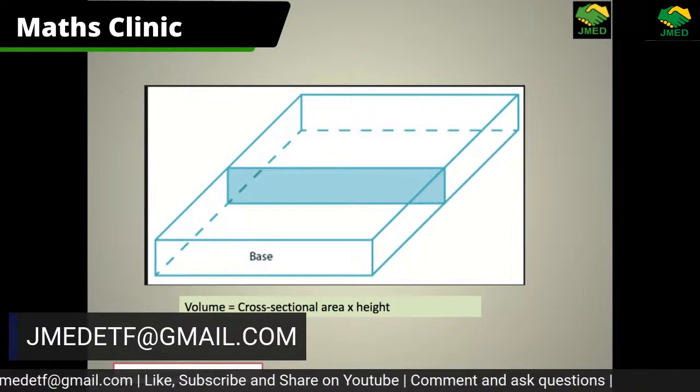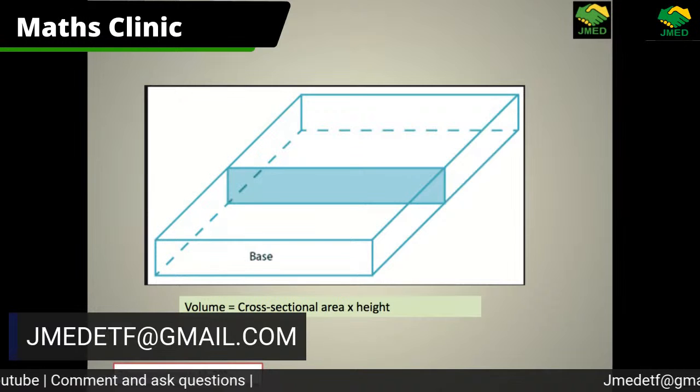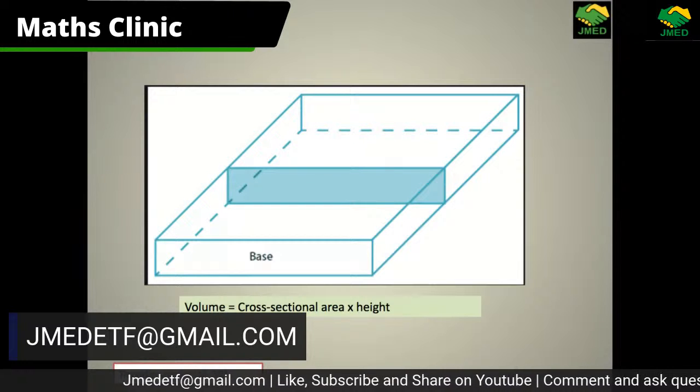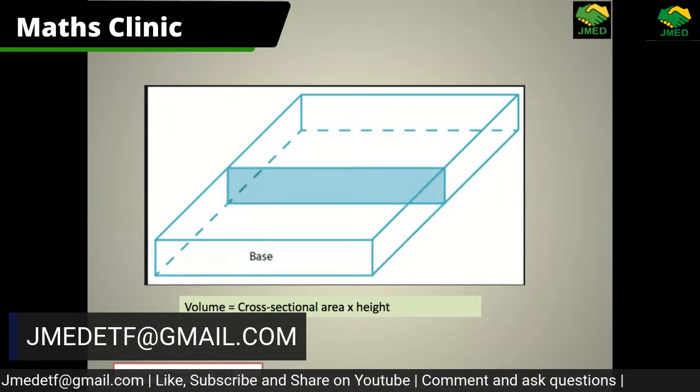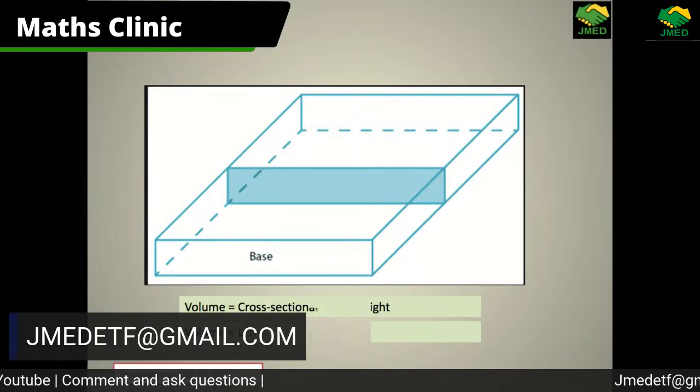space. And the cross-sectional area, once identified, the height or depth or thickness, anything like that, would be the perpendicular distance, going in the opposite direction from it, which helps you to be able to do this. So cross-sectional area times height. For a cuboid, the volume is simple length times width times height.